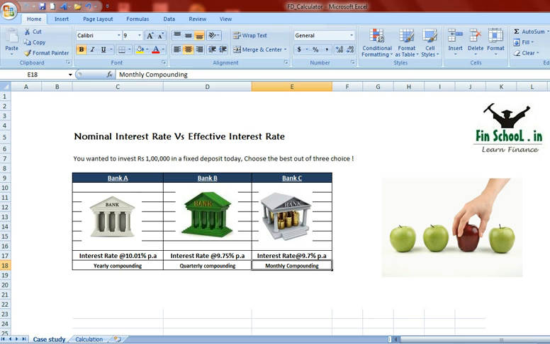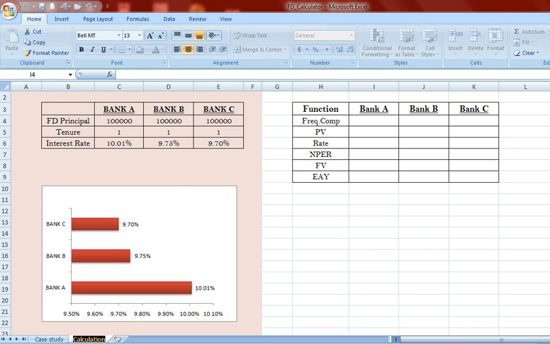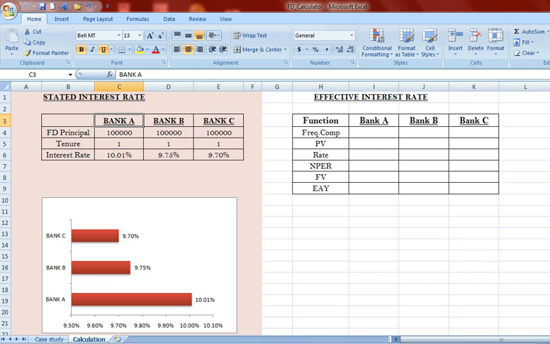Now let us move on to the calculation part to understand the ideal difference between these two interest rates. This video will also help you calculate these interest rates in a very simple and efficient manner using Microsoft Excel. So this is the stated interest rate as we discussed in the case study. Bank A, Bank B and Bank C offer their interest rates. Assume you are investing this 1 lakh rupees in all three bank fixed deposits for a tenure of 1 year. These are the nominal interest rates given by the banks.